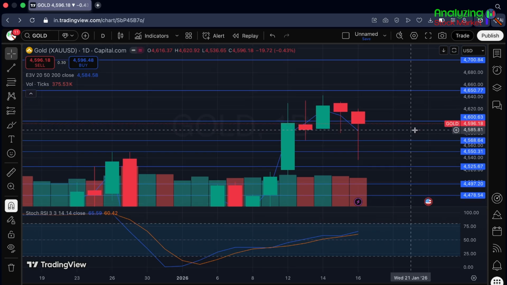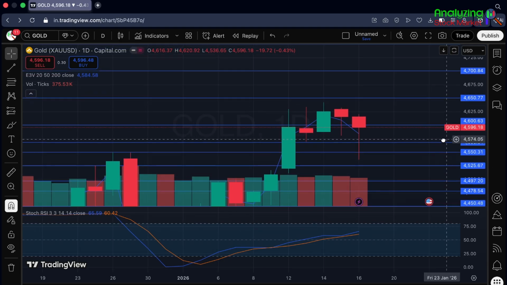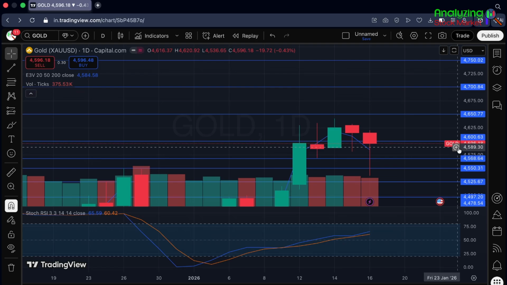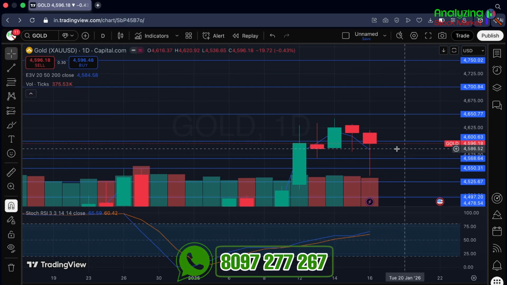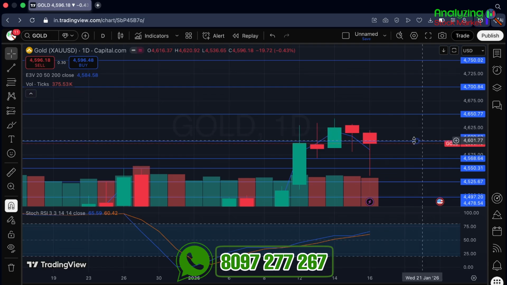Here 4596 is the closing, direct support is 4568 and direct resistance is 4600. After direct support there is a support of 4550 and then 4525. After direct resistance there is a resistance of 4650 and then 4700. So these are the important support zones and resistance zones which will help you to take better stop loss and target levels for the coming week. Also, I'll be marking some levels which I have already marked. You can also mark these levels on your chart as well.